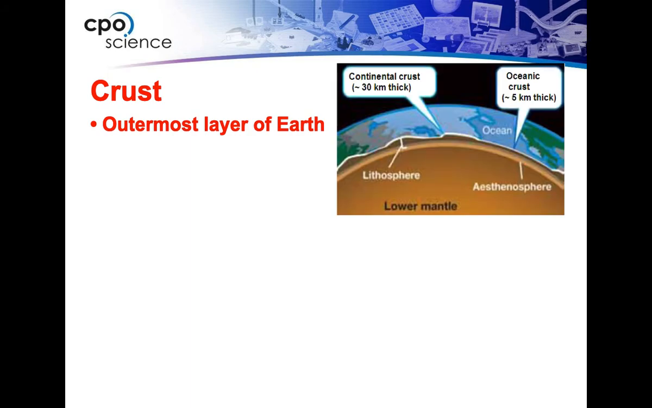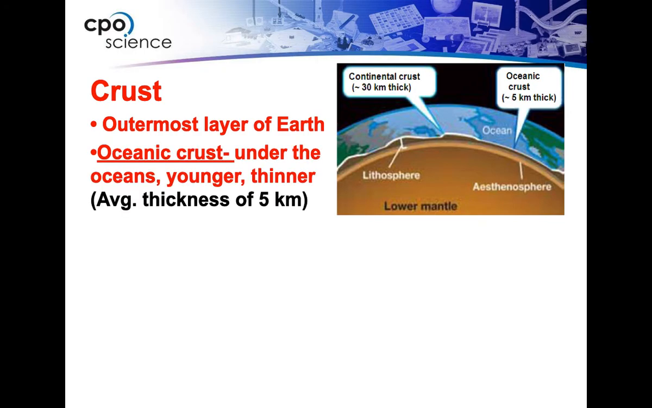So we're going to start on the outside and then work our way in. The crust, the outermost layer of the Earth, and it really is thin. So once again, going back to that hard-boiled egg analogy, just like that shell is really small on the outside of the hard-boiled egg, so is the crust. So the outermost layer of the Earth.